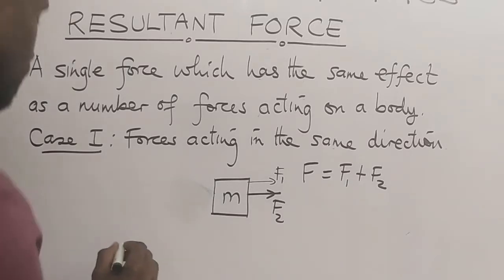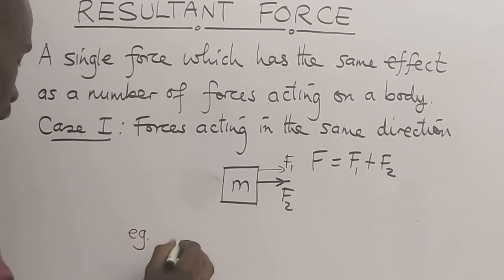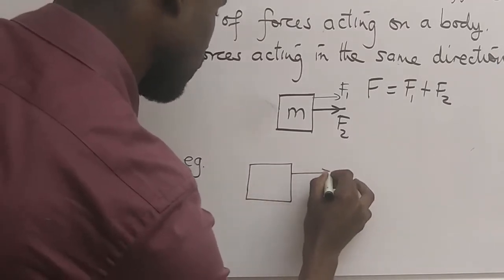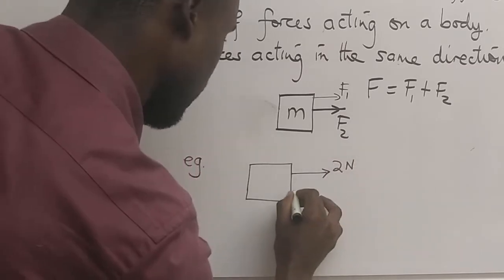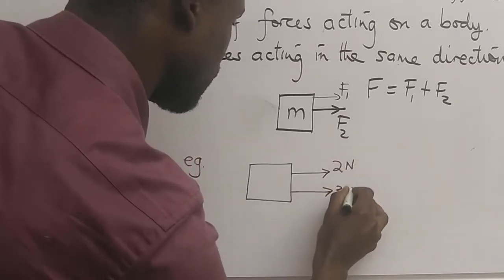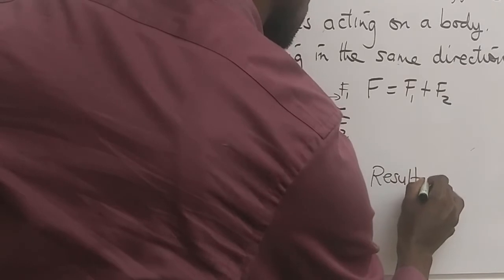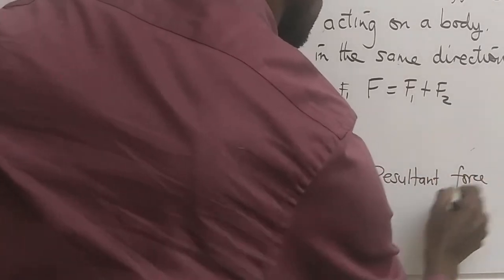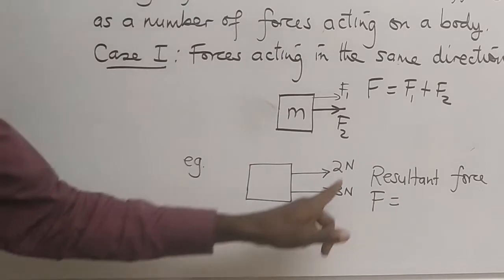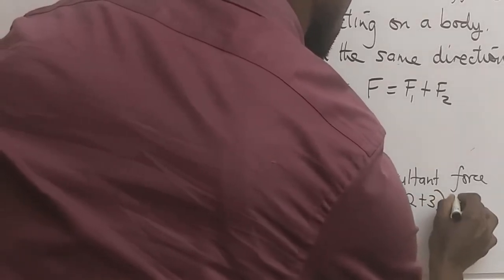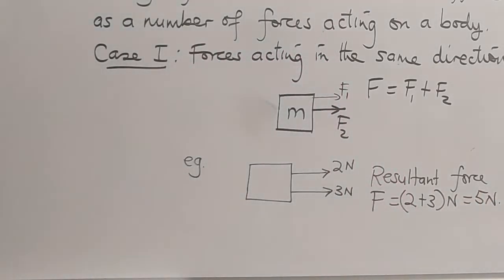An example is if you have a body being acted upon by 2 newtons and 3 newtons. What is the resultant force here? The resultant force here, which you call F, is simply going to be the sum of the two. You get 2 plus 3 newtons, and that gives us 5 newtons. So that should be very easy for you to see.